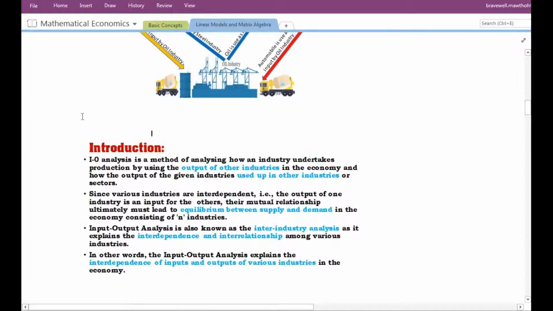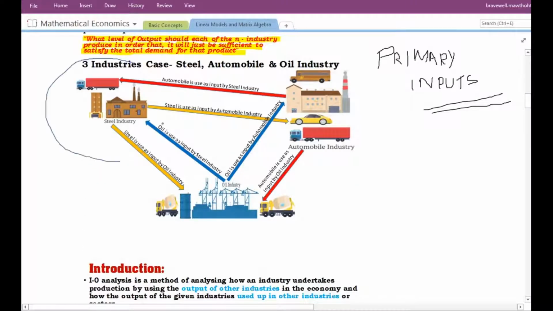The input-output analysis is a method of analyzing how an industry undertakes production by using the output of other industries in the economy, and how the output of the given industries is used up in other industries or sectors. So it tells us how, in the production of steel, the output of the automobile industry and the output of the oil industry go into it. The steel industry may use the output of the oil industry as its intermediate input for powering its machines. In the same manner, the steel industry may use the output of the automobile industry in transporting raw materials from one plant to another, and also other raw materials.